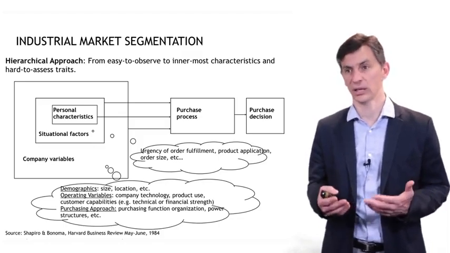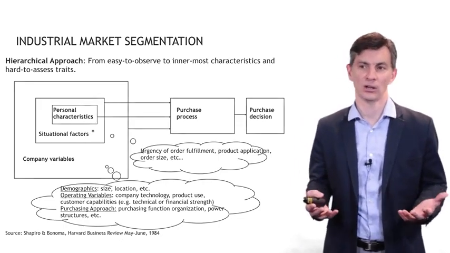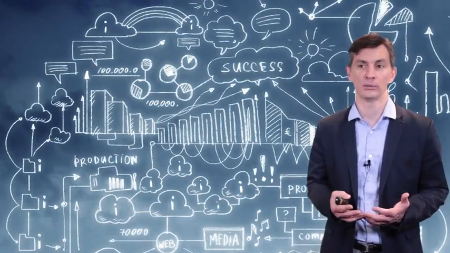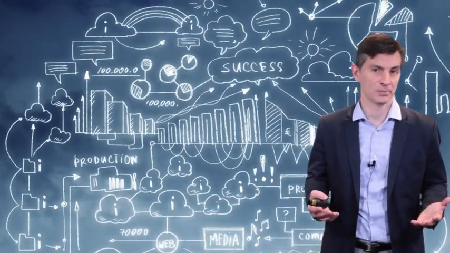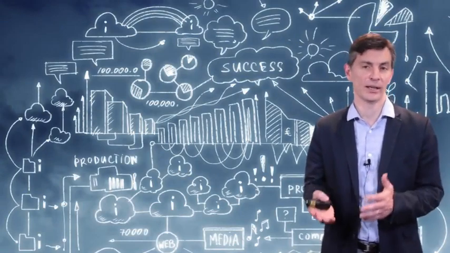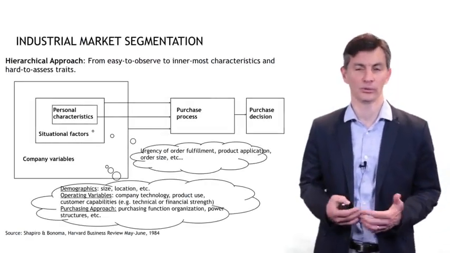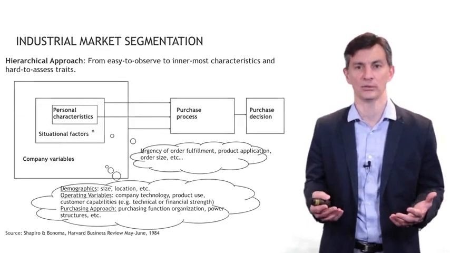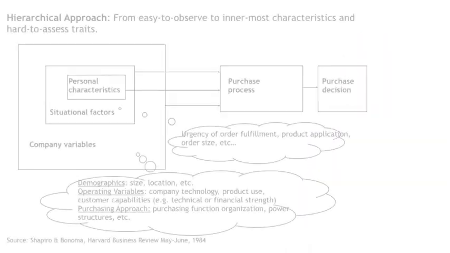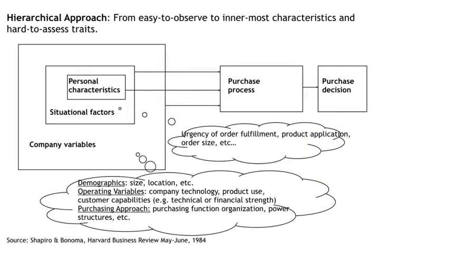These are somewhat still relatively easy to get, such as the company technology, what the product will be used for, specific customer capabilities, whether they lean more on the technical side or on the financial side, or even their purchasing approach. What is their purchasing organization? Does it involve many departments, engineering, purchasing, financing, etc.? And what are the power structures between these different groups within the organization, which are specifically a little bit harder to get.